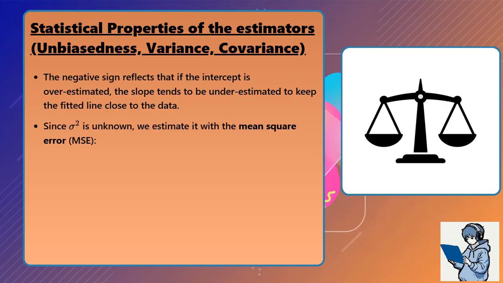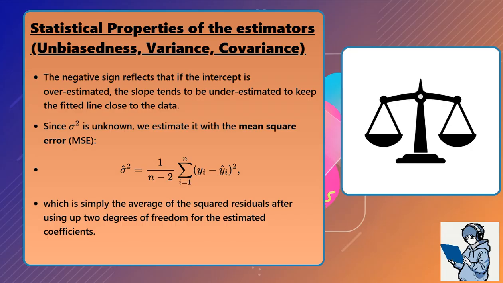Since sigma squared is unknown, we estimate it with mean square error, MSE. Sigma hat squared equals 1 divided by n minus 2 times the sum from i equals 1 to n of (y_i minus y hat_i) squared, which is simply the average of the squared residuals after using up 2 degrees of freedom for the estimated coefficients.